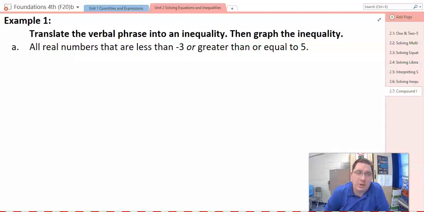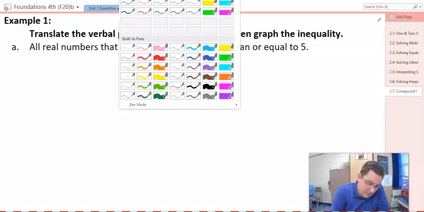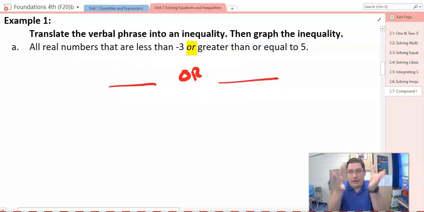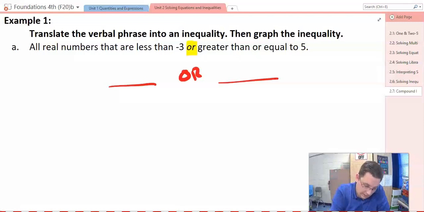And so in statement A, we've got all real numbers that are less than -3 or greater than or equal to 5. So let's take a peek at the two statements that we have. First off, which word are we going to have in the middle? We're going to have the word OR. So let's write that down. OR. So I'm going to have a statement here and a statement here combined by the word what? OR.